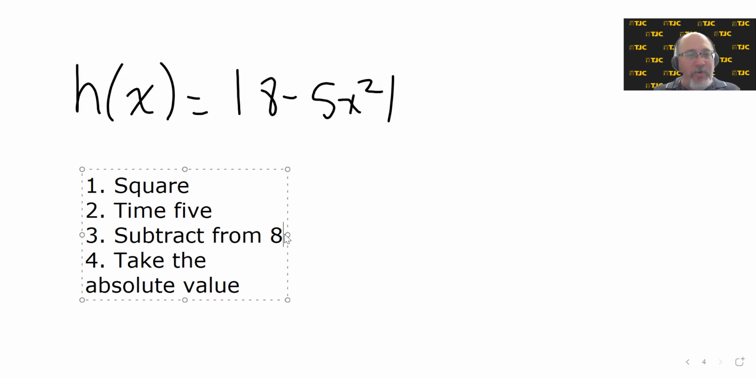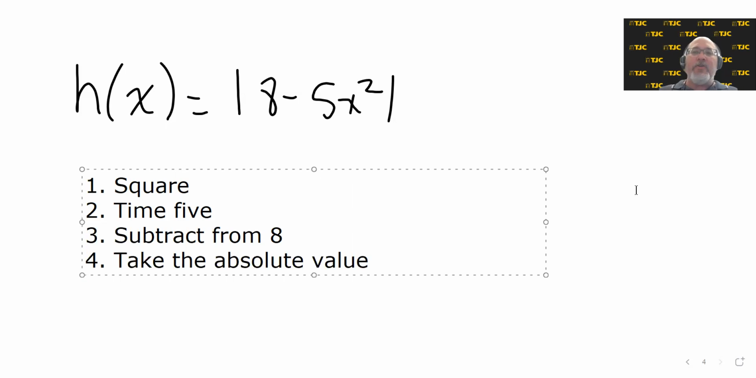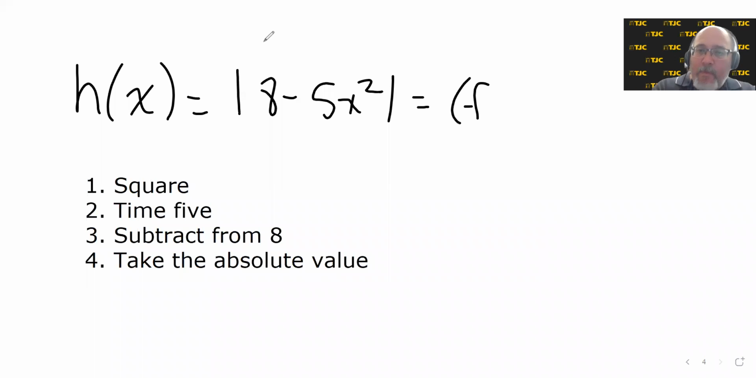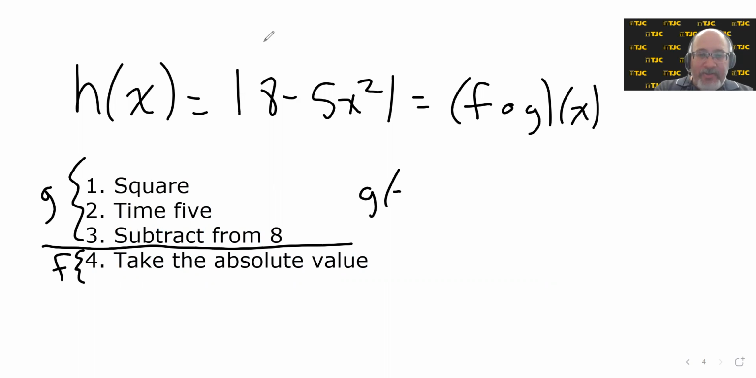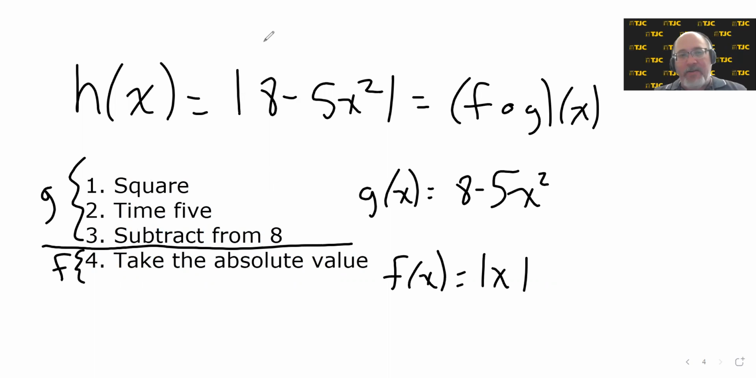So here's a real sneaky way to do a function decomposition. If you can describe your function as a sequence of do this, do this, do this, do this, and there are functions where you cannot do that. All you have to do if you can describe the function as a sequence of steps is cut them off somewhere, like here, make the first one G, make the second one F. Well, if G did this, G would take a number, square it, multiply it by 5, and then subtract it from 8. What does F do to a number? Take the absolute value. But that's if I split it right there.